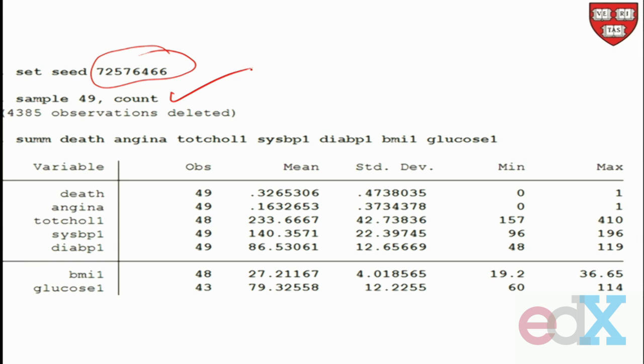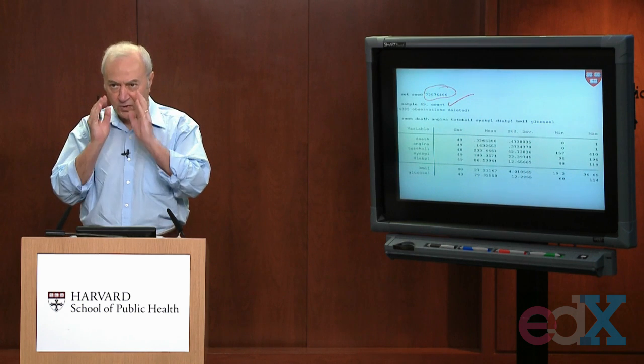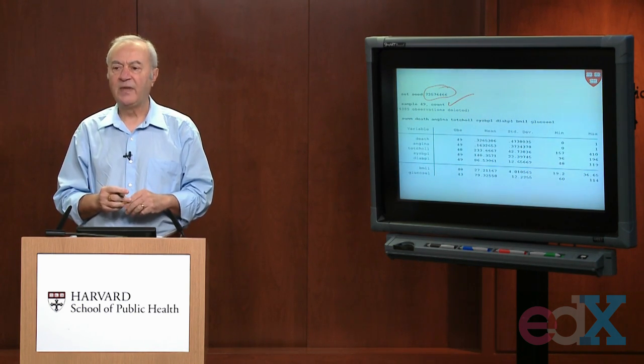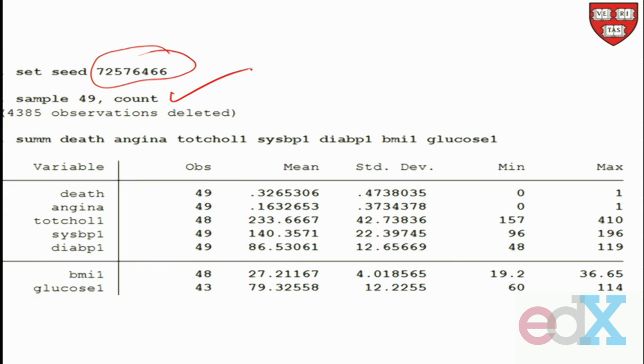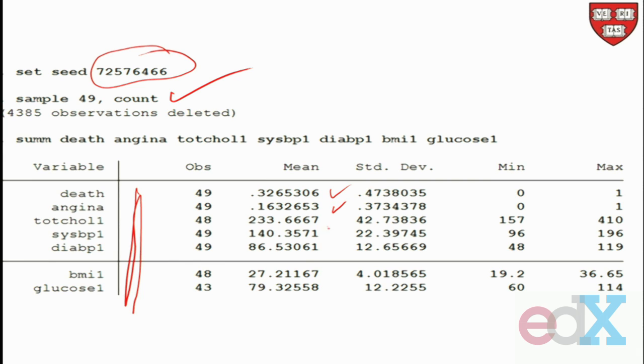The reason why you put the comma count is that if I hadn't put that there, I would get 49% of the population in my sample. But this says I want to have 49 observations. And here we go. So looking back at those 7 variables again, we've got 49 deaths. And remember, this was at about 35. It's now at 33. So within our sample of 49, we've got 33% deaths. The angina is 16%, and so on. The mean of the total cholesterol level is 233, and so on.